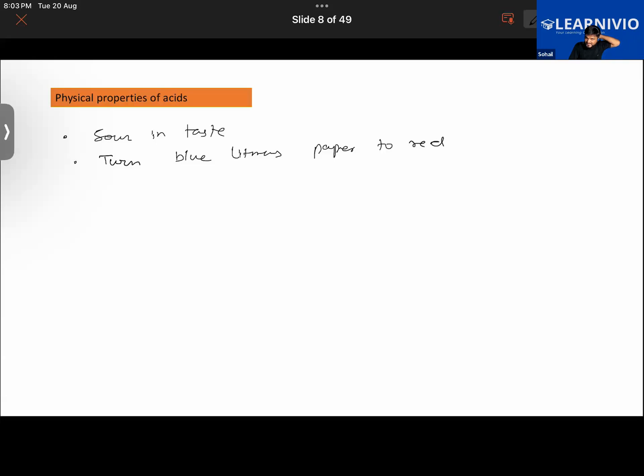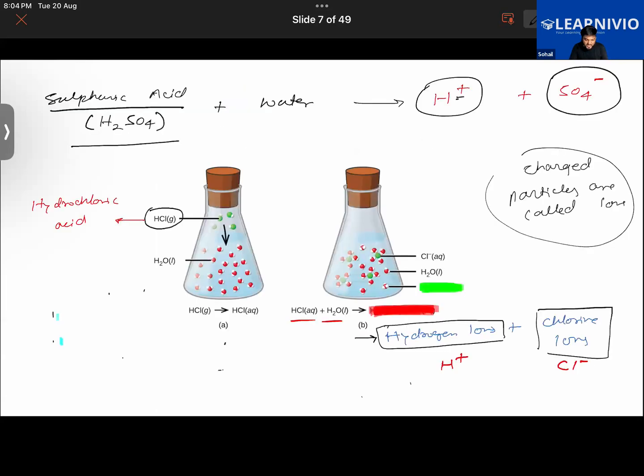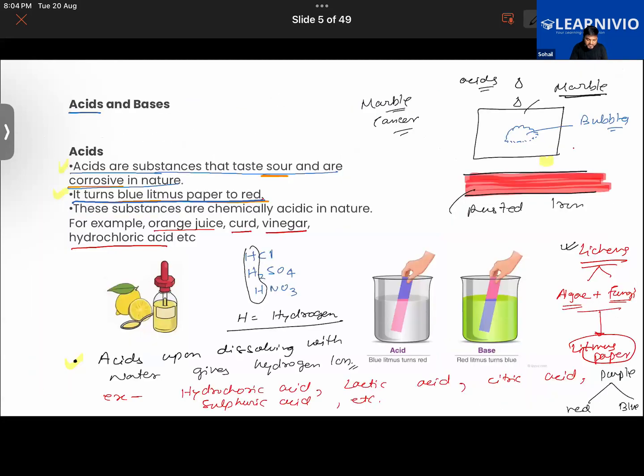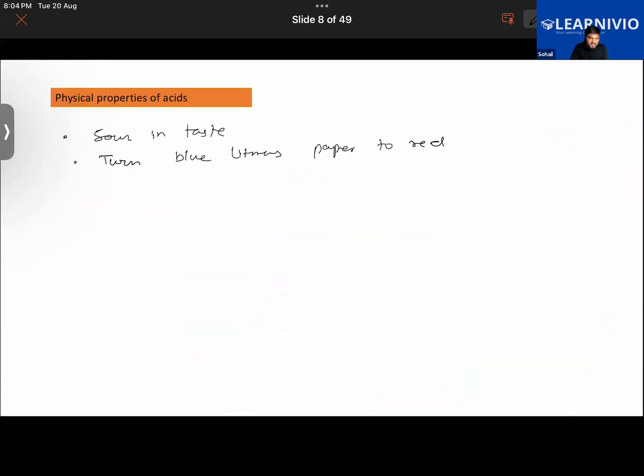Furthermore, acids would have a pH value less than 7. Now you would be confused, like what is this pH value? See, using an indicator like this litmus paper, you can only tell whether a given substance is an acid or a base. Can you tell how strong it is, or is it a weak acid, or is it a strong acid? That you won't be able to decide. So for that purpose, later on in the chapter, we'd be learning about the pH scale.